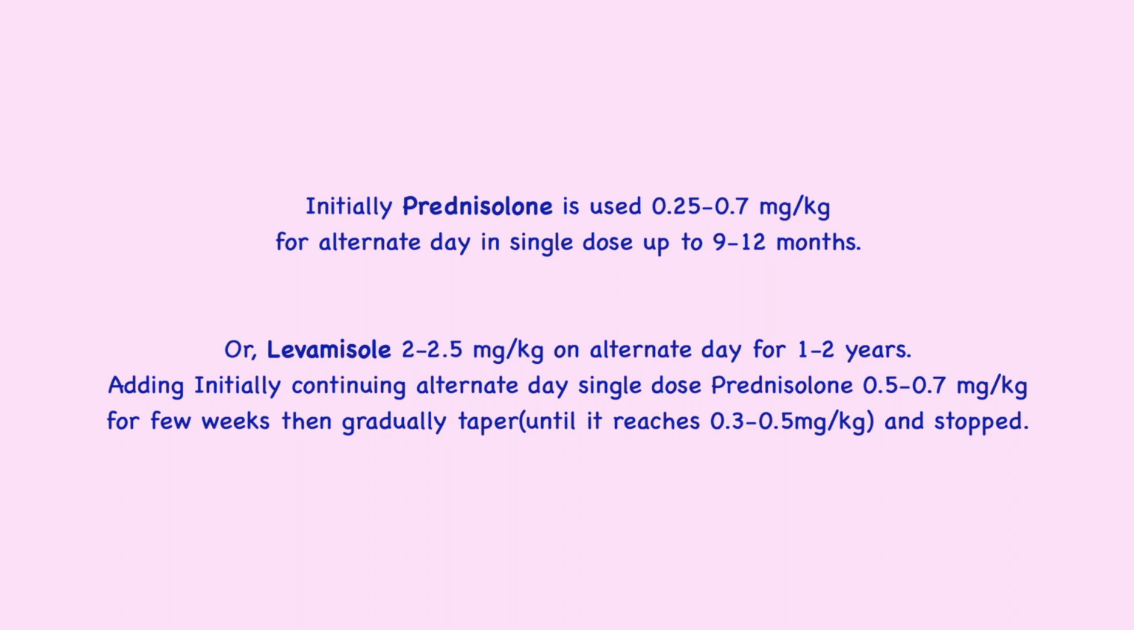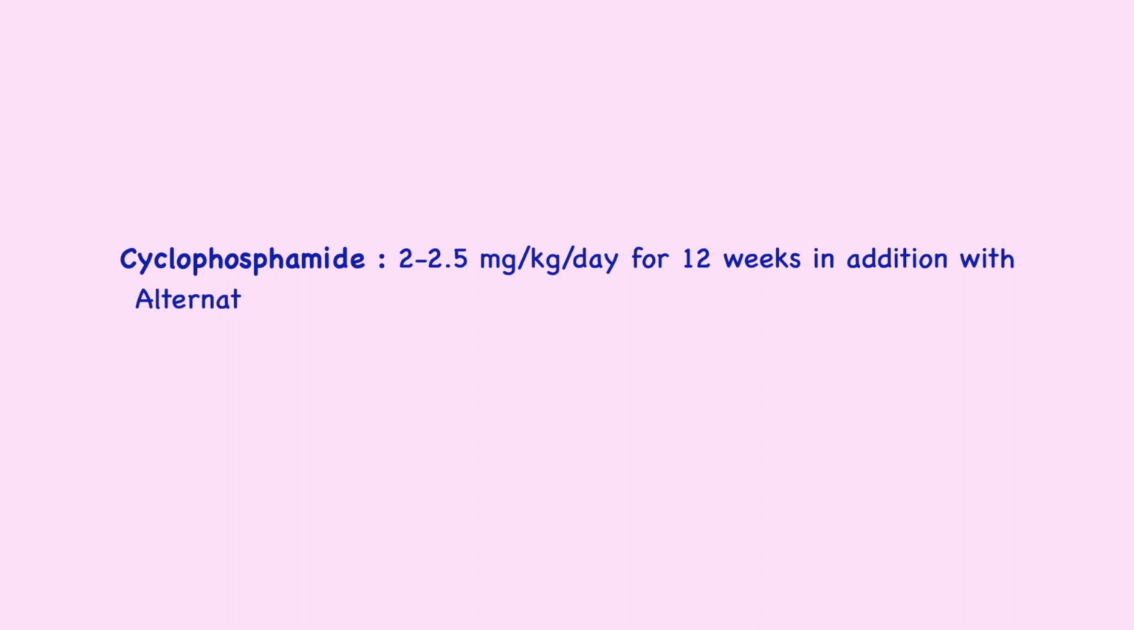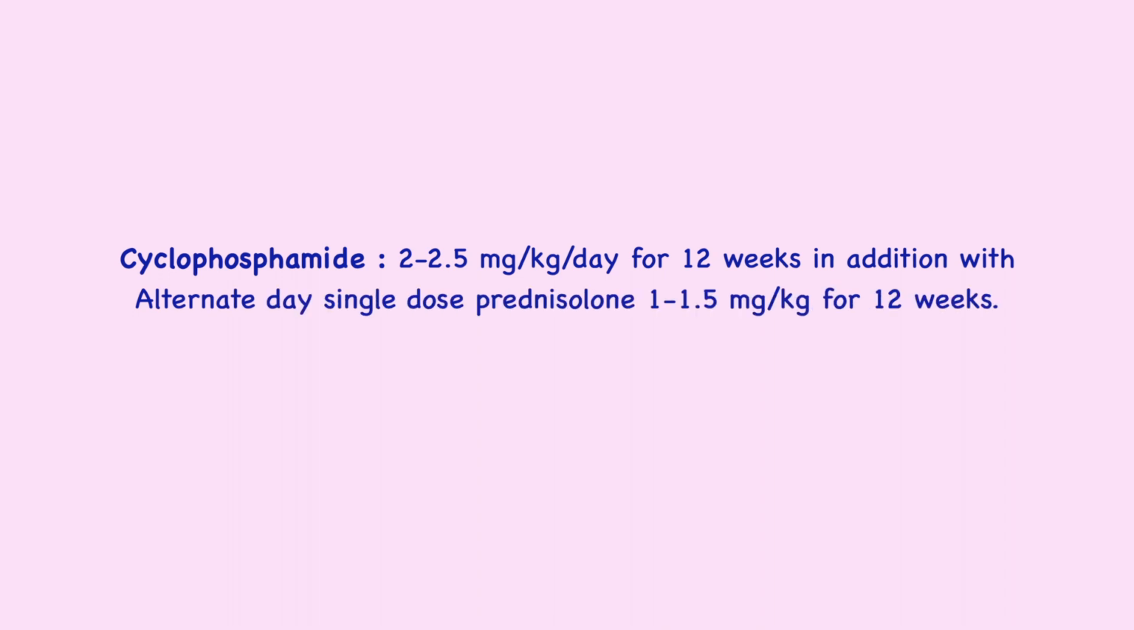Adding to this, initially continue alternate day single-dose prednisolone 0.5 to 0.7 mg per kilogram for few weeks, then gradually taper until it reaches 0.3 to 0.5 mg per kilogram, and stop. Cyclophosphamide 2 to 2.5 mg per kilogram per day for 12 weeks in addition with alternate day single-dose prednisolone 1 to 1.5 mg per kilogram for 12 weeks.